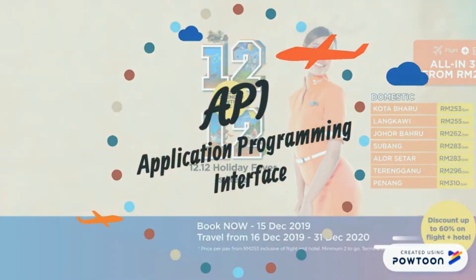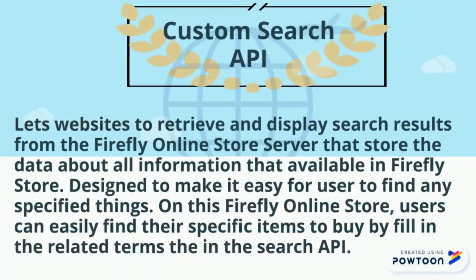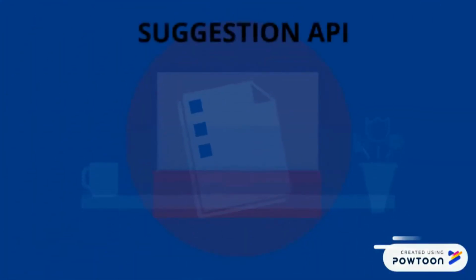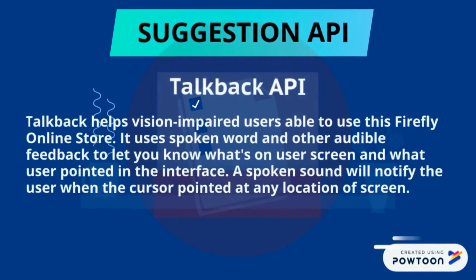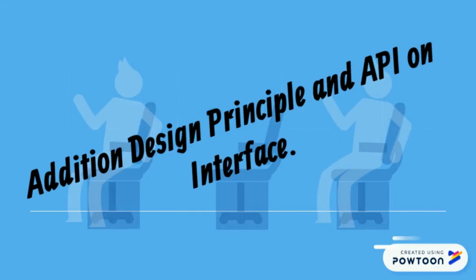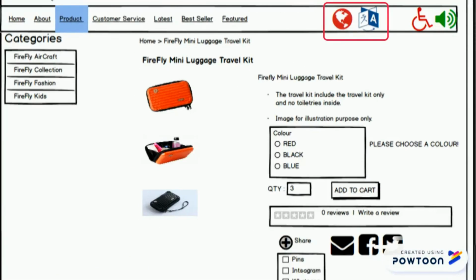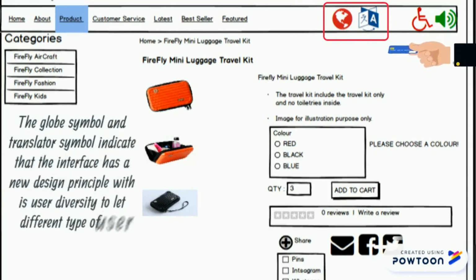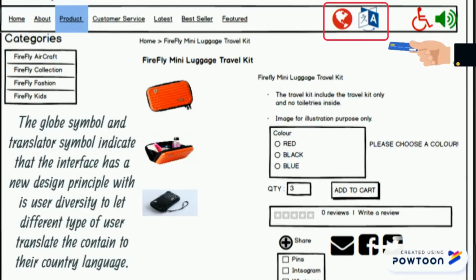Application Programming Interface. The API that I made in this interface is the Custom Search API. It is designed to make it easy for users to find any specific things. Talkback API. It helps vision impaired users to use this Firefly online store. It uses spoken words and audible feedback. The volume button indicates a talkback API for the user to activate the talkback system when the user clicks on it. It allows vision impaired users to use the website.